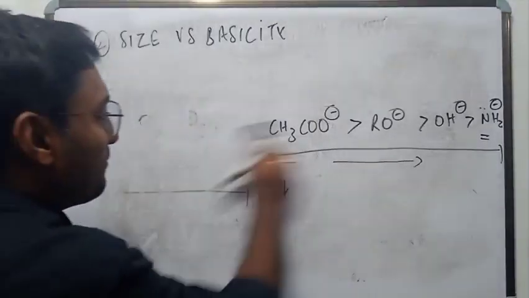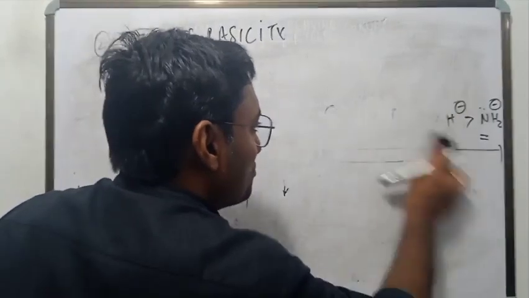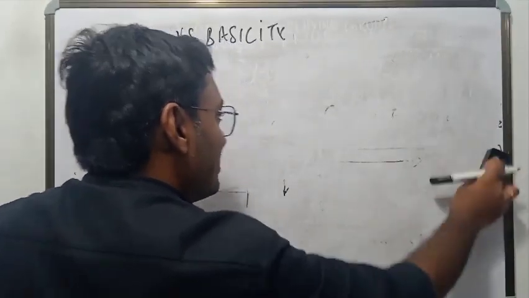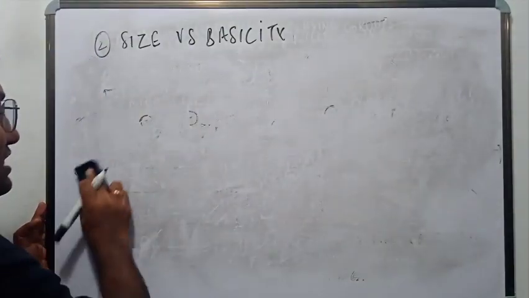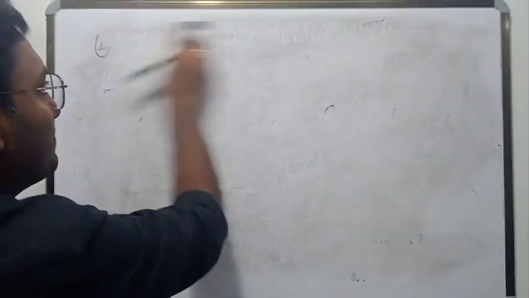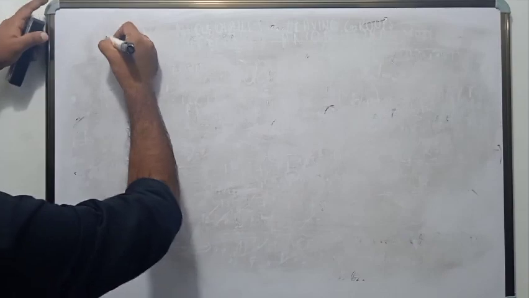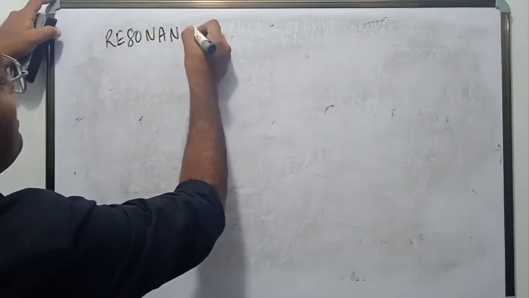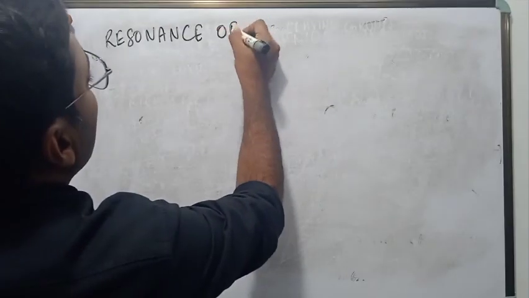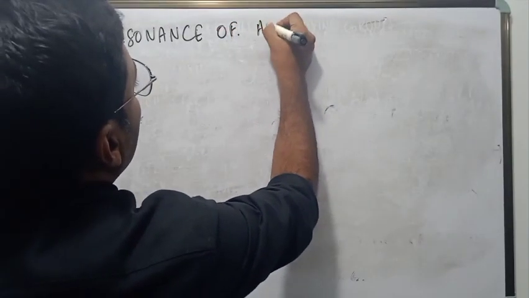There is a third factor also, and that third factor that determines the stability of an ion is resonance. What is it? Resonance. So this is the third factor: resonance of the anion.